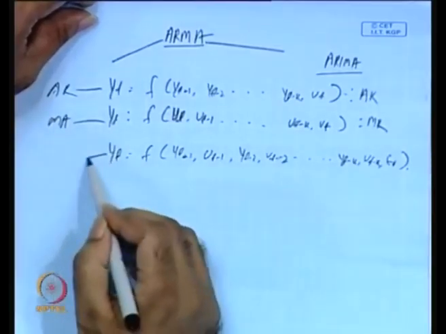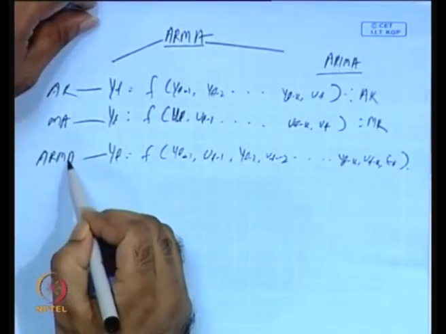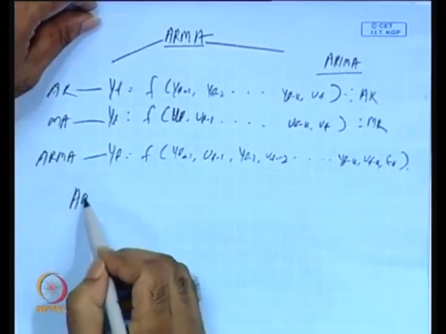So, now let me highlight one thing here, more explicitly. This is autoregressive, this is moving average. So, this is ARMA, okay, this is ARMA. Now what we will do in the case of autoregressive schemes.